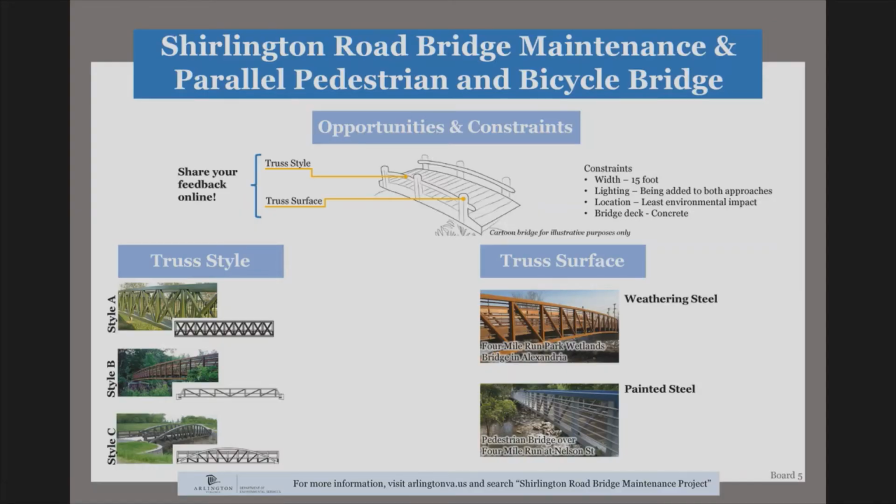The new pedestrian bridge will be built, as I said before, just west of the existing vehicular bridge, and will connect the north and south banks of 4 Mile Run. It will be 15 feet wide, about 150 feet long, and it'll be a truss style bridge, as you can see on the left hand side. There are 3 different styles, and the surface of the truss would be either weathering steel or painted steel. All these issues will be flushed out during the design of the bridge.